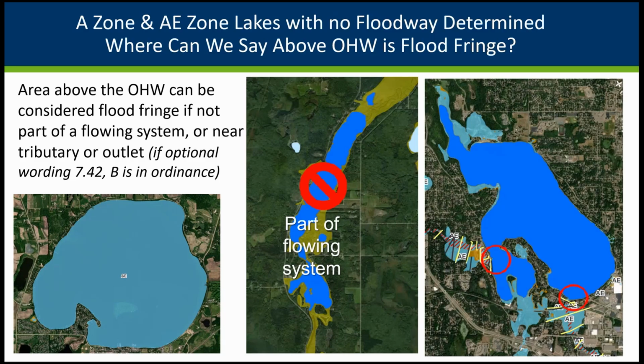On the lakes, most of that lake can be considered above the ordinary high, flood fringe, but near the inlets and outlet areas, you're going to have narrowing, the water going into those tributaries or going out the outlet. You'll have flows in those areas. So there you need to use other methods.